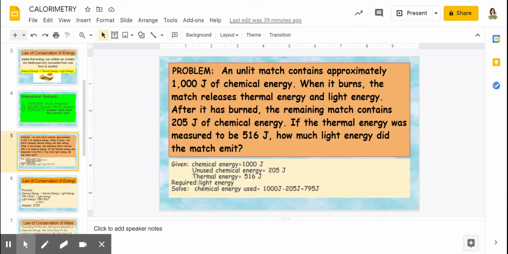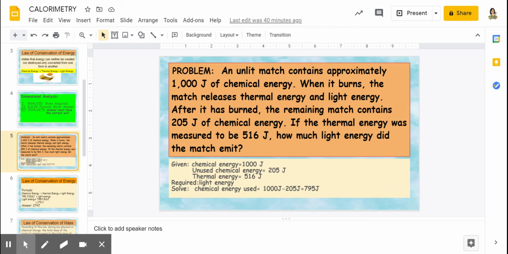Then you are to write down what's given. You're given the chemical energy of 1000 joules, and then it says right here that there is an amount that is not burned. It's a total of 205 joules. And then it produces thermal energy, which is 516 joules. How much light energy did the match emit? So you write the light energy under required, and then now you have to solve it.